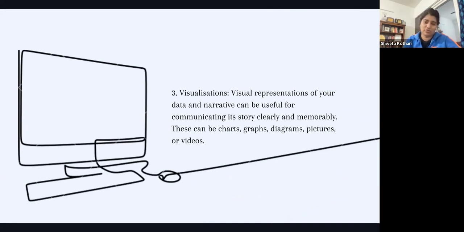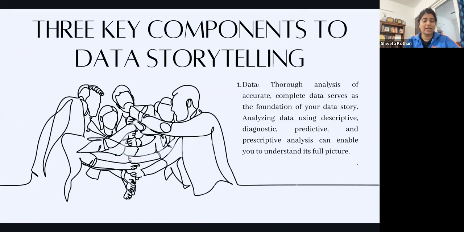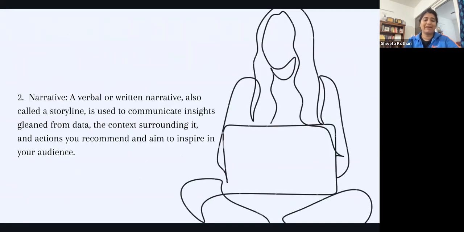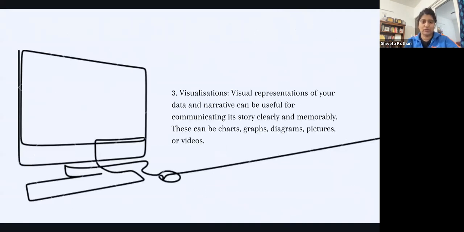Finally, visualization. A visual representation of your data and narrative can be useful for communication. It helps communicate a story clearly and memorably using data and narrative. And it can be through various types of visualizations, as we discussed yesterday: charts, graphs, diagrams, pictures, or videos. So those are the three important components of data storytelling: data, narrative, and visualizations.